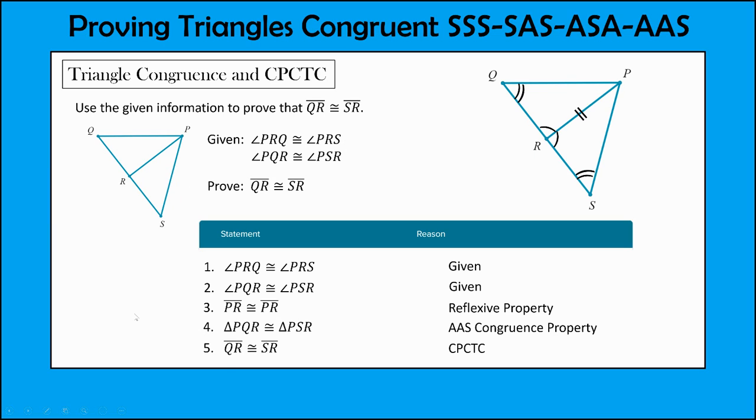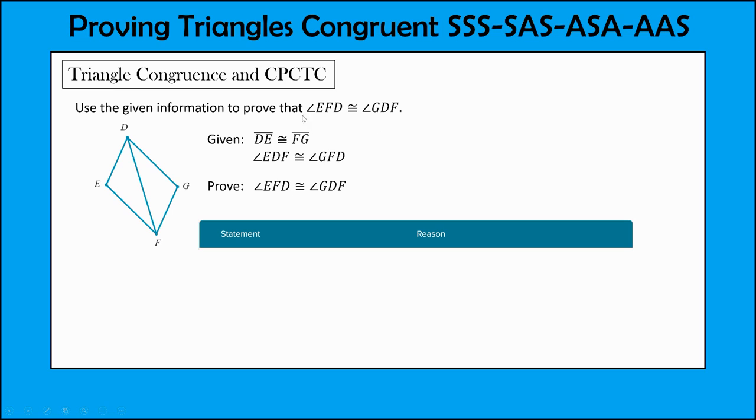Okay. Let's look at another one here. So now again, if you look at what we're trying to prove, EFD, this angle right here, and GDF, this angle here. We're trying to prove those two are congruent. Okay. The way we're going to do it is we're going to actually prove the two triangles are congruent, and then those two are corresponding parts. So let's bring our drawing over and start labeling what we know. DF is congruent to FG. So I know those two sides are congruent. I know angle EDF and angle GFD are congruent.